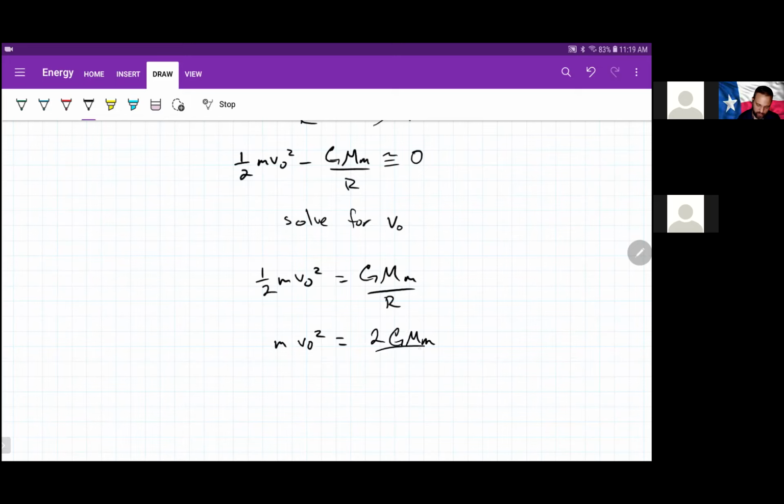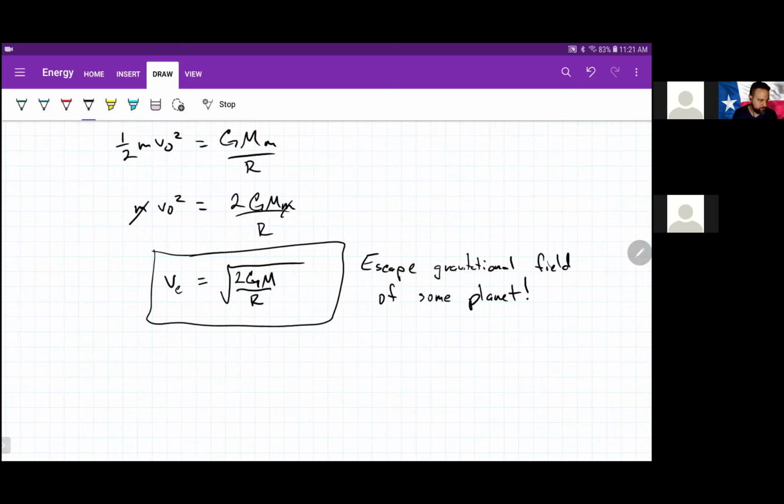Gravitational field of some planet. I don't know what else to say about that. We just stick those in.